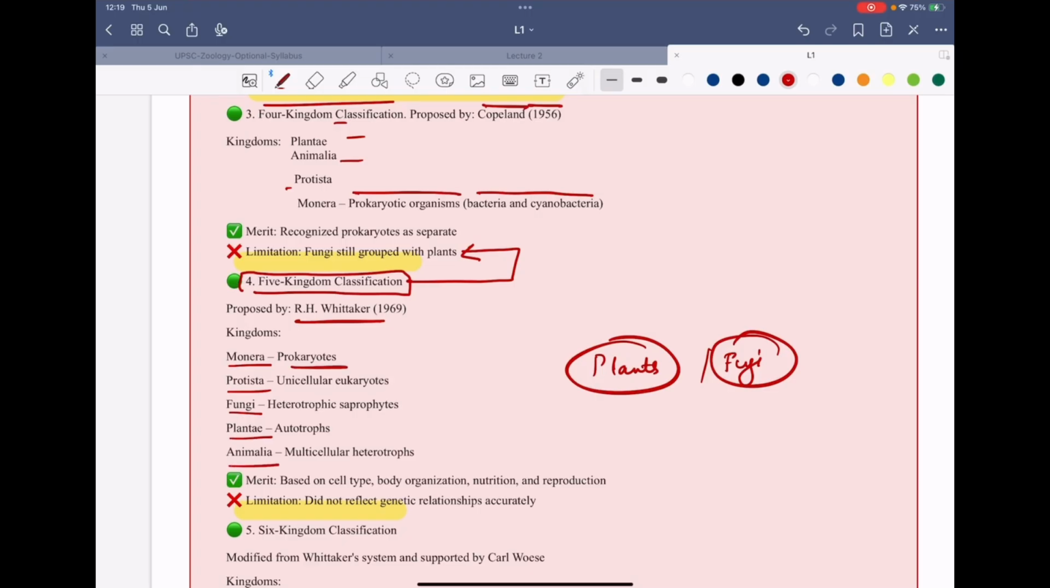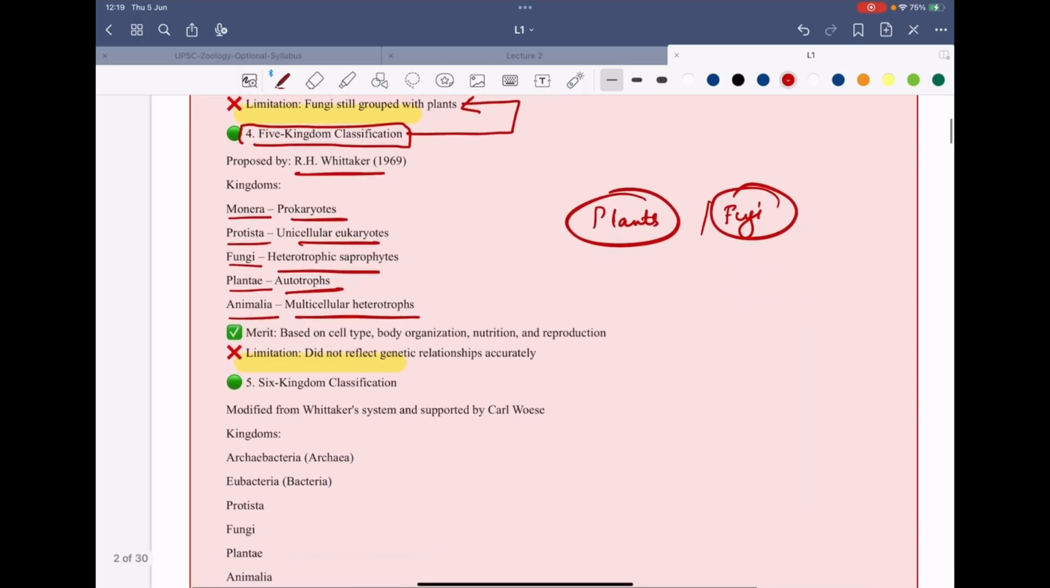Monera included the prokaryotes, Protista included the unicellular eukaryotes, fungi included heterotrophic saprotrophs, plantae included autotrophs, and then animalia, the multicellular heterotrophs, the advanced level of organism, was included in animalia. The good thing about this five kingdom classification was that it was on the basis of proper body organization, cell type, nutrition and reproduction. But at the same time, it did not reflect the genetic relationships accurately.